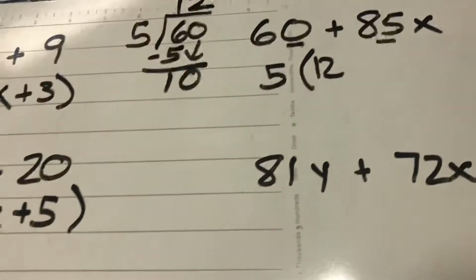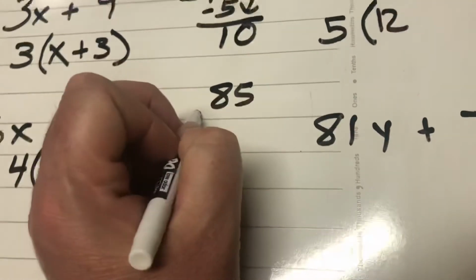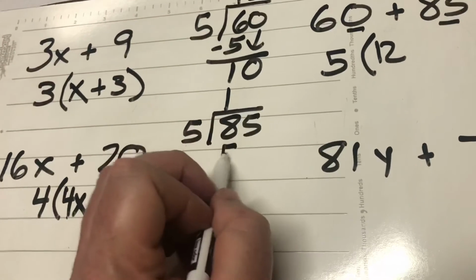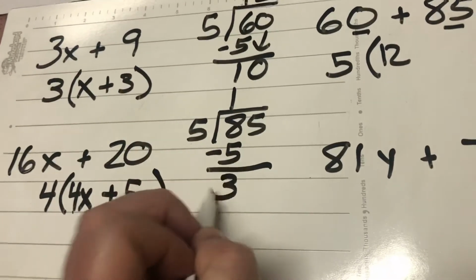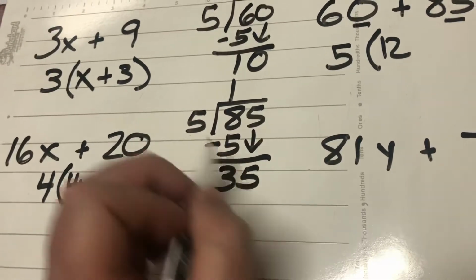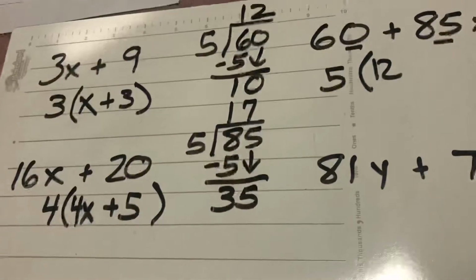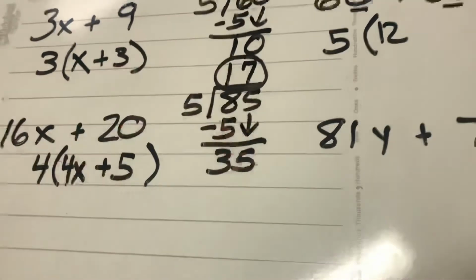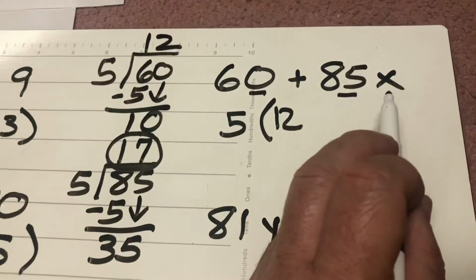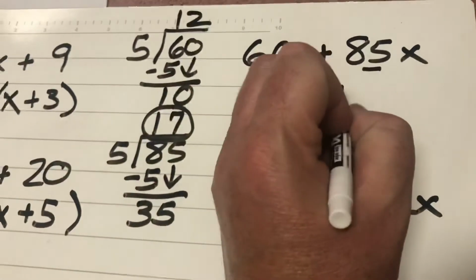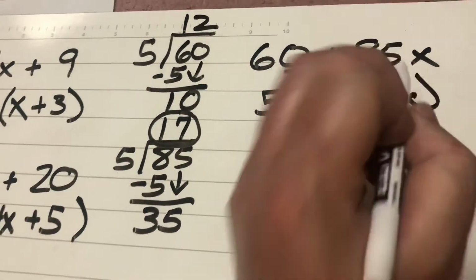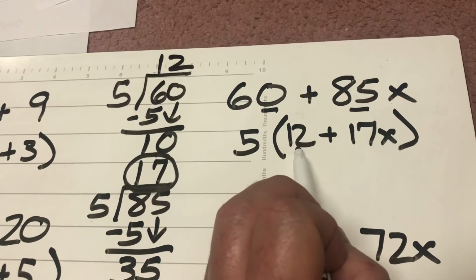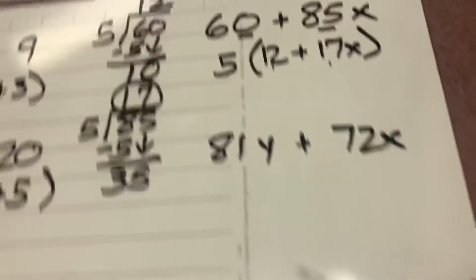Then I got to do 85 divided by 5. So I'm going to come over here, 85 divided by 5. 5 can go into 8 once. 1 times 5 is 5. 8 minus 5 is 3. Bring down the 5. 5 can go into 35 7 times. There's none left over because 5 times 7 is 35. I end up with 17. But don't forget that my x needs to become part of that. So I have plus 17x. I believe this is in simplest form because no number besides 1 can go into both 12 and 17.